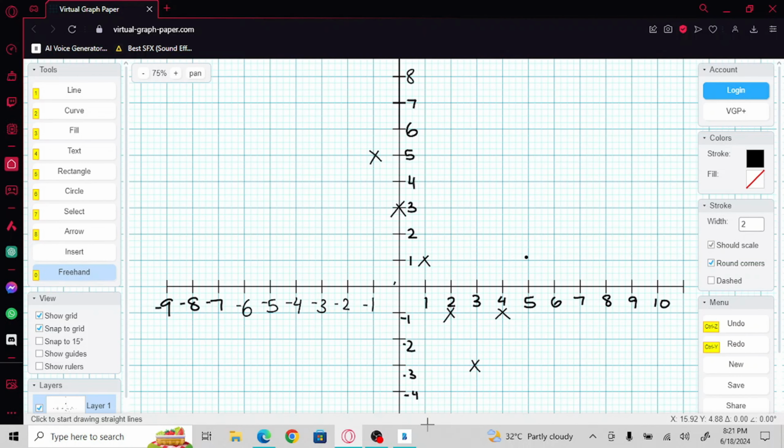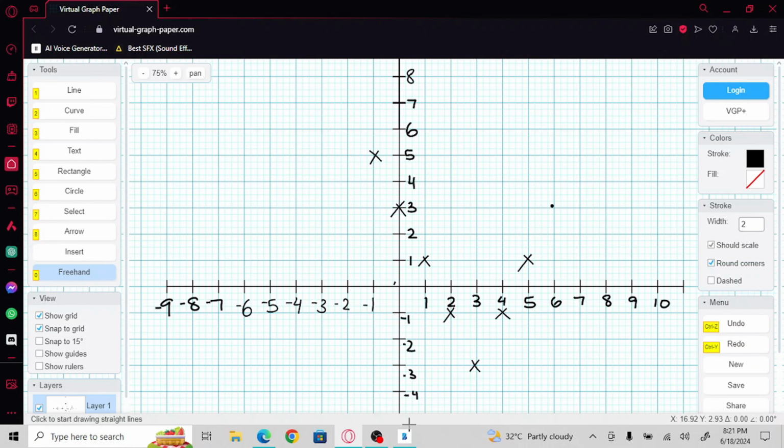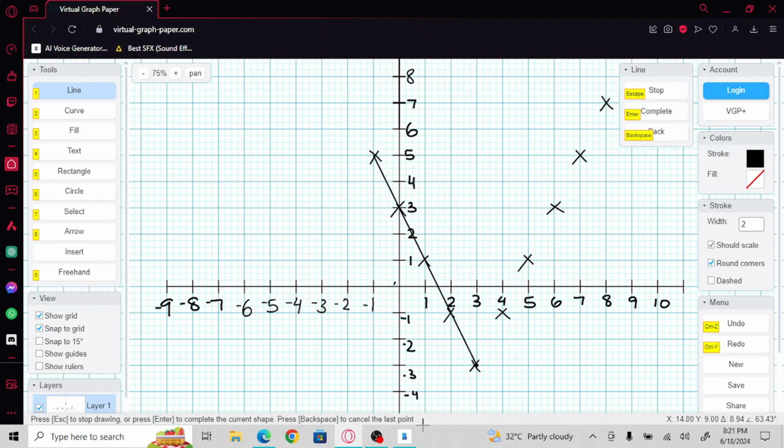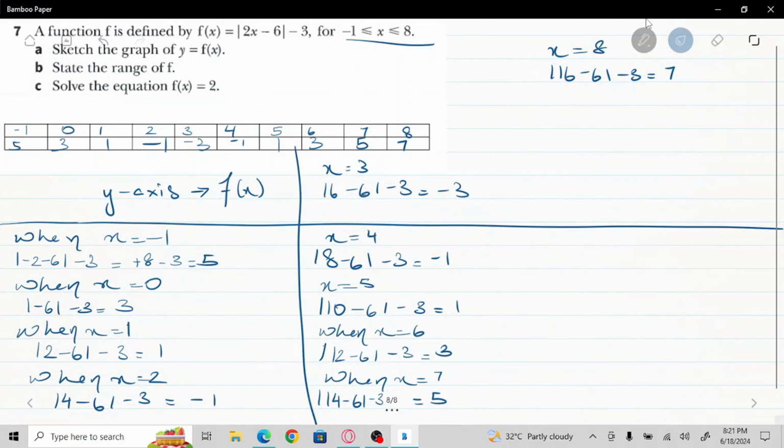x equals 5, y equals 1, if I'm not wrong. Yes. When x equals 6, y equals 3 again. And when x equals 7, y equals 5. And when x equals 8, y equals 7. And this makes a straight line which connects these points. And that's it. This is what question number 7, part A demanded from us. Let's go to part B.